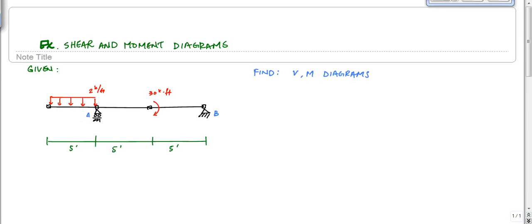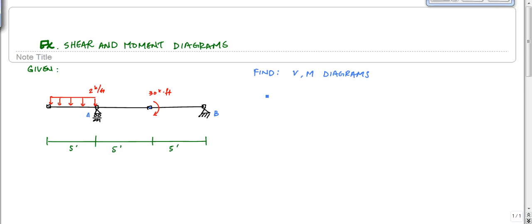Right, let's do this example problem on shear and moment diagrams. We have a beam that's pin supported. It's got a distributed load in this first third of 2 kip per foot, and then 30 kips concentrated at this point. Point B is a pin support and point A is a roller. These are 5-foot intervals, 5, 5, 5.